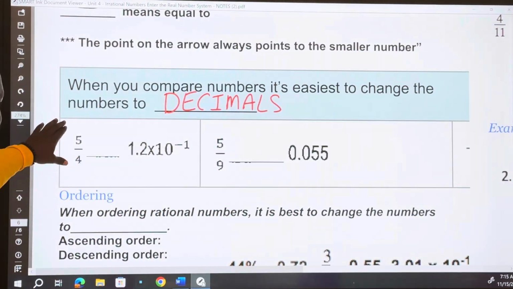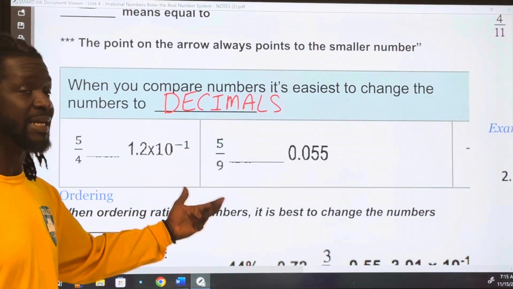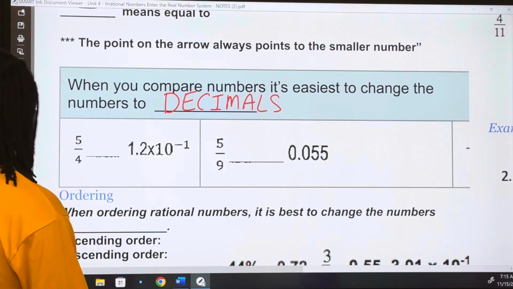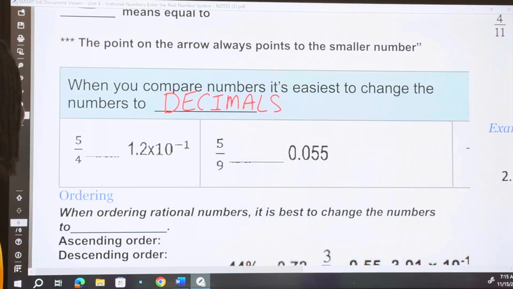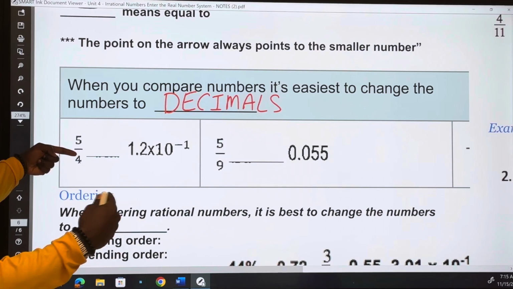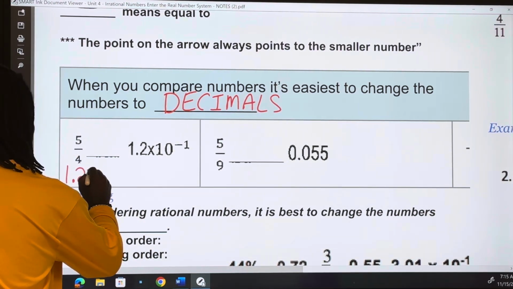All right, so 5/4, okay? And I have 1.2 times 10 to the negative 1, all right? And I'm gonna compare these, right? So what I need to do is I need to convert 5/4, so the improper fraction, to a decimal. So I'm going to do that by taking 5 divided by 4, put that into decimals. I'm going to get 1.25.